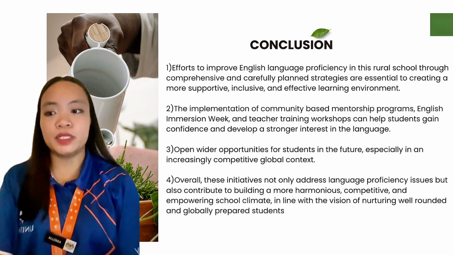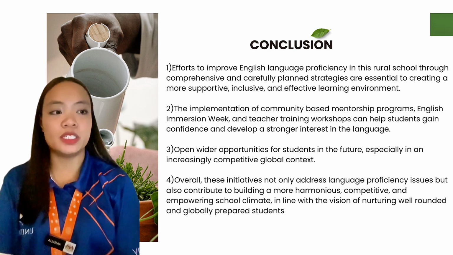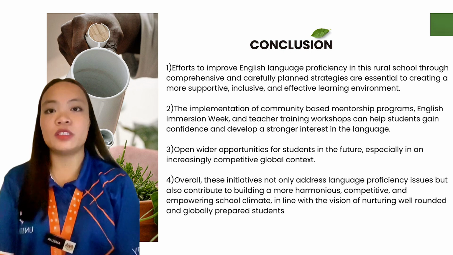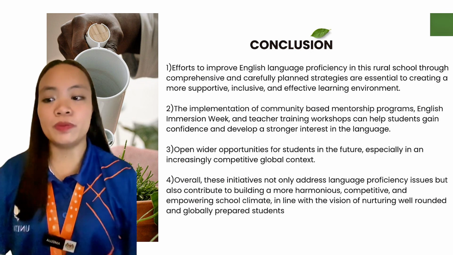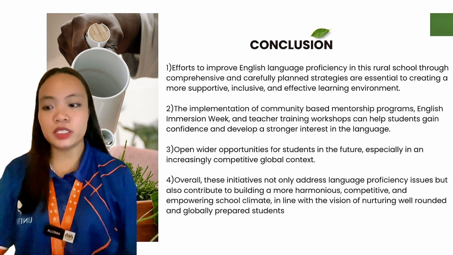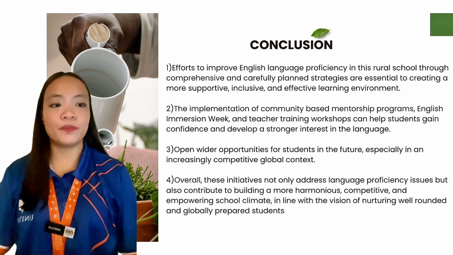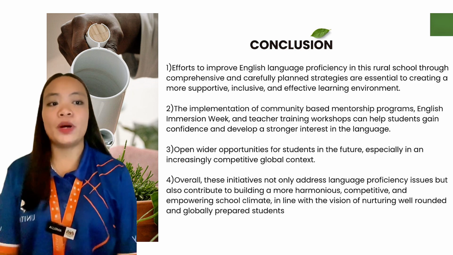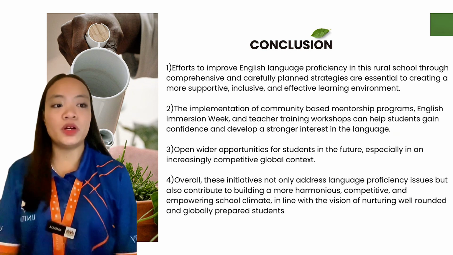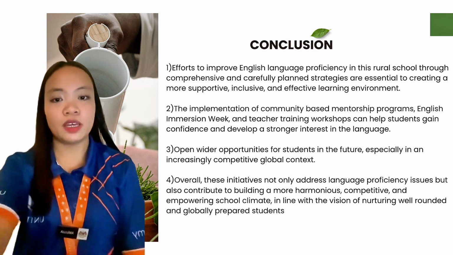Beyond improving academic achievement, better English skills can also open wider opportunities for students in the future, especially in an increasingly competitive global context. The success of these strategies largely depends on the collaboration and commitment of all stakeholders, including teachers, parents, and the local community, who play a crucial role as educational partners. Overall, this initiative not only addresses language proficiency issues, but also contributes to building a more harmonious, competitive, and empowering school climate, in line with the vision of nurturing well-rounded and globally prepared students. That's all from me. Thank you.